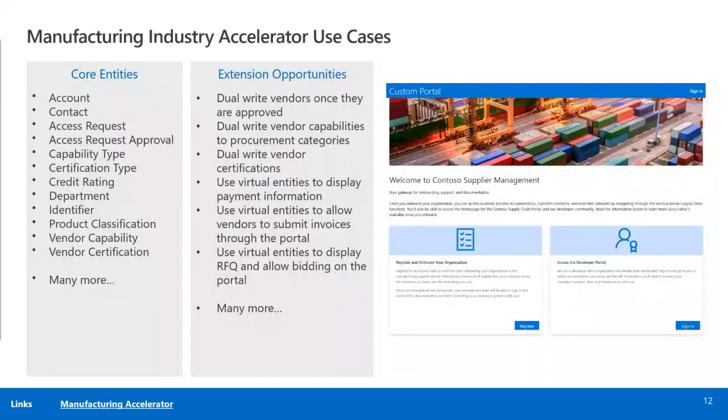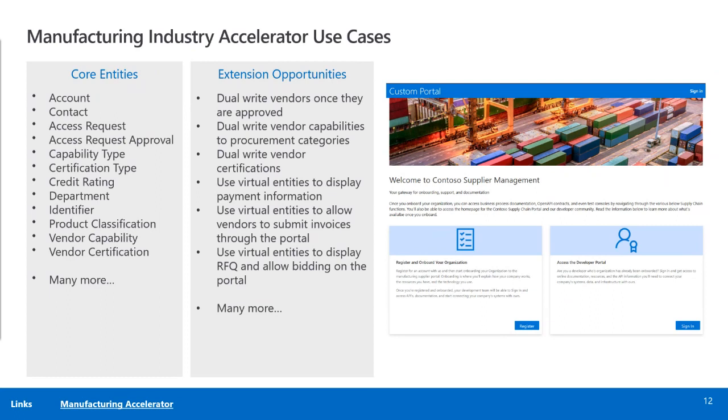Moving on is the Manufacturing Industry Accelerator. We highlighted this accelerator in a couple of our previous sessions, so we did touch on this inside of our Common Data Service, or now it's called the Dataverse, but that was part 2. We also talked about this a little bit in our portals session earlier in the series.